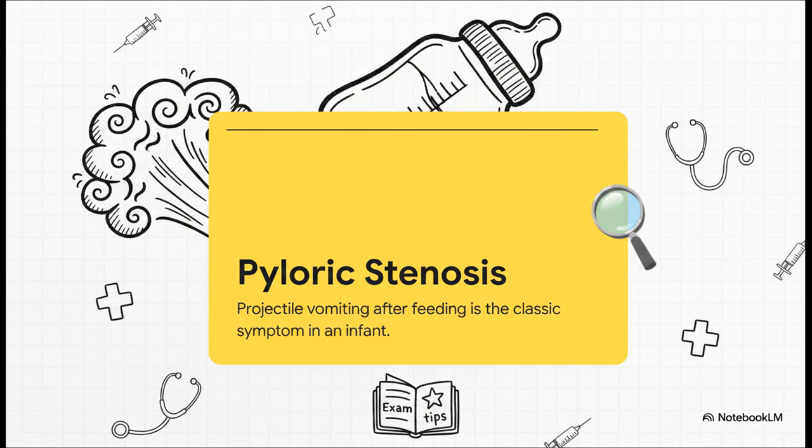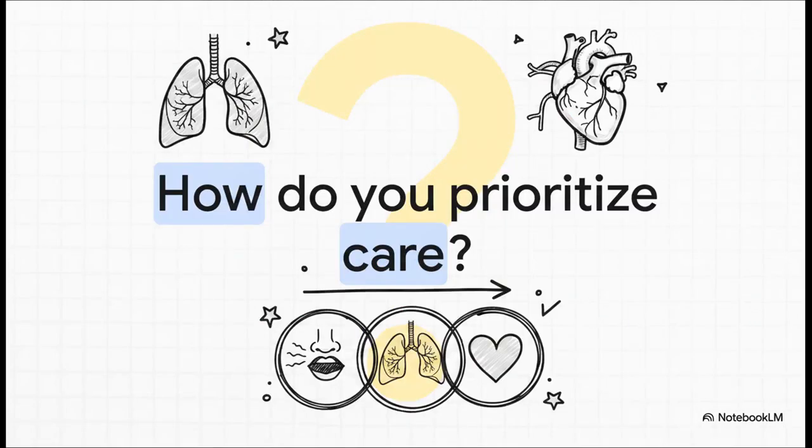Fantastic job working through these critical questions with me. To wrap up today's practice, I want to leave you with a bit of a challenge. We've spent this time looking at isolated questions, but in the real world, what happens if a patient presents with multiple symptoms we covered today, all at the exact same time? How do you prioritize your nursing care then? Well, always fall back on your ABCs: airway, breathing, and circulation. They are never going to lead you astray when deciding who to treat first and what action to take immediately.